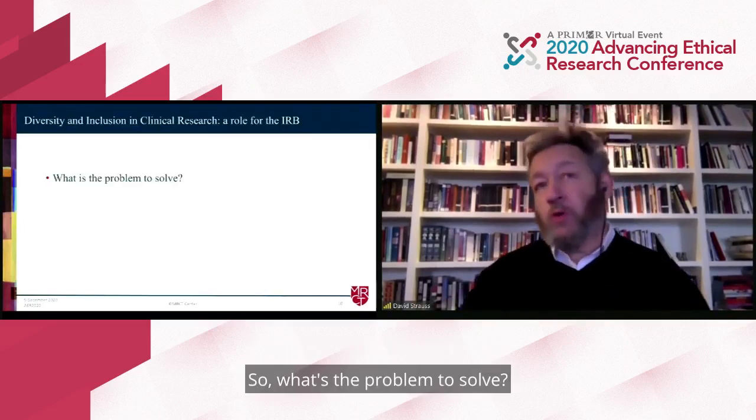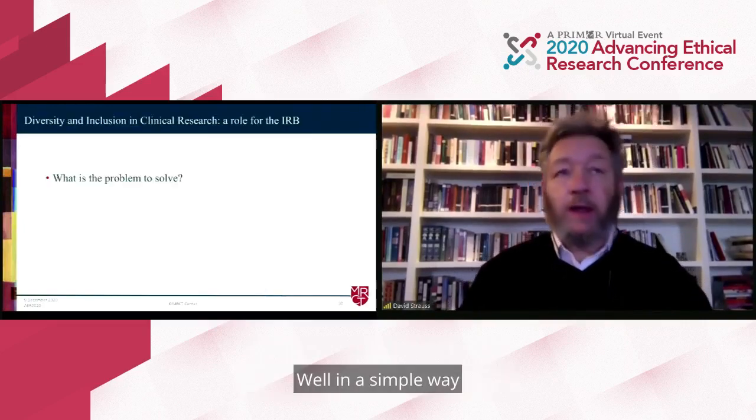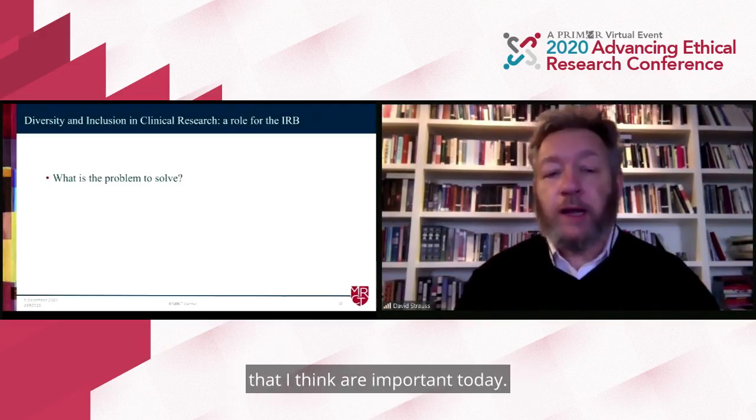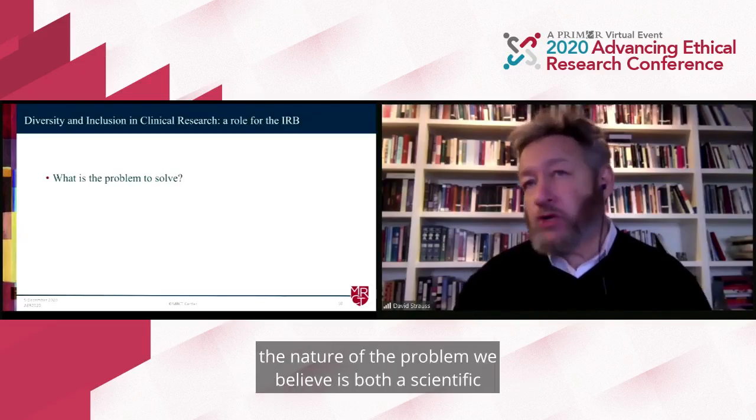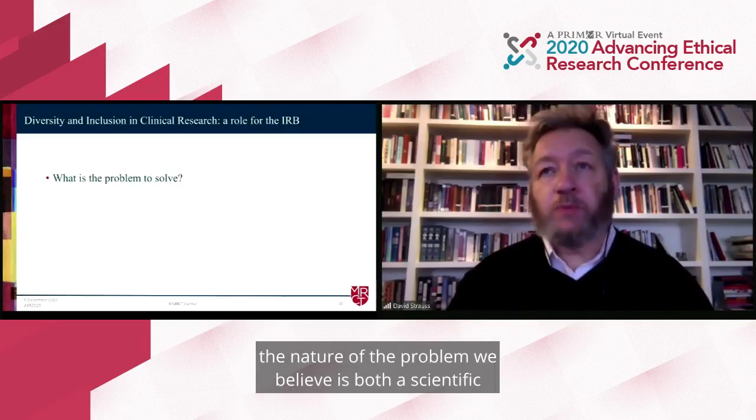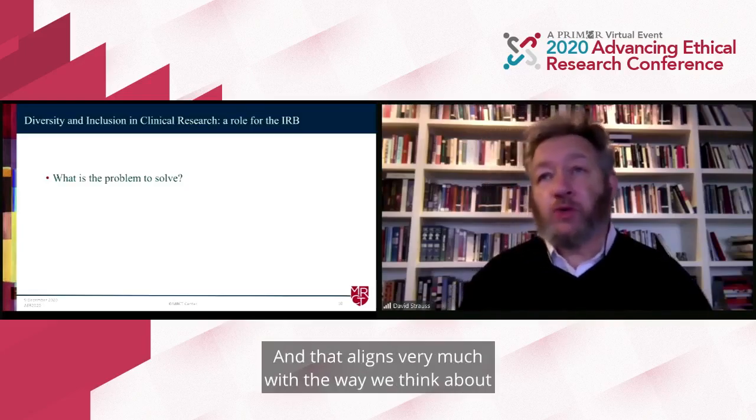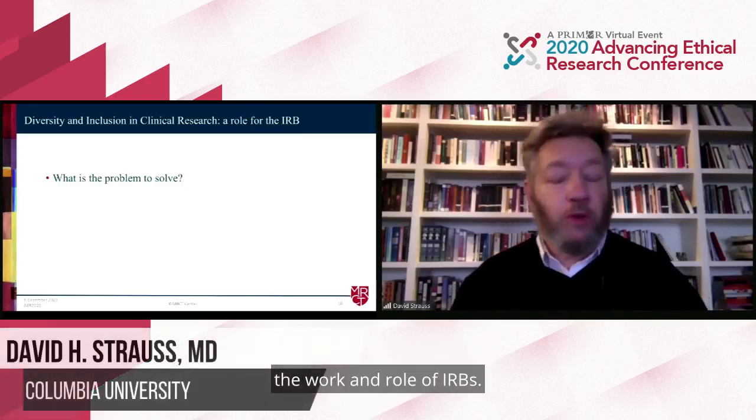So what's the problem to solve? Well, in a simple way, and these are some take-home points that I think are important today. In the most simple way, the nature of the problem, we believe, is both a scientific and an ethical one. And that aligns very much with the way we think about the work and role of IRBs.